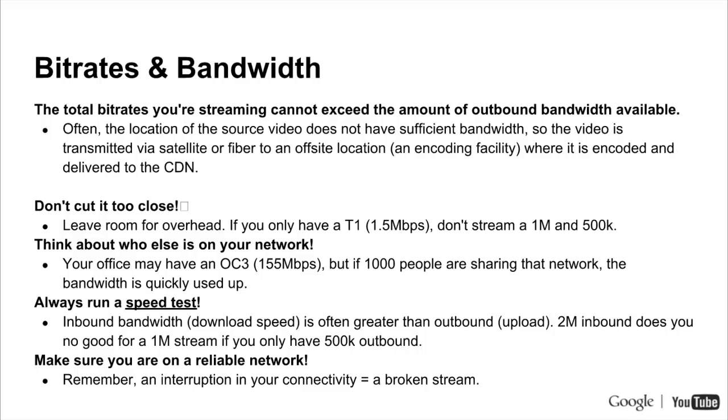Often the location where you're filming does not have sufficient bandwidth, and this is where we talk about bringing in satellite trucks or fiber to transmit the feed to an offsite location for compression. Some golden rules: make sure you don't cut it too close. Always leave room for overhead. If you only have a T1, which is 1.5 megs, don't stream a 1 meg and a 500K stream. We recommend leaving about 20% for overhead.